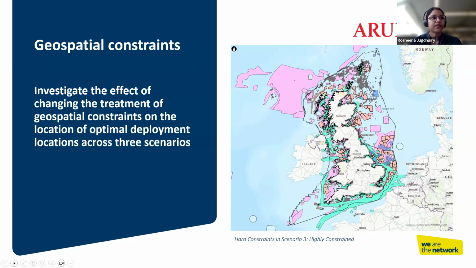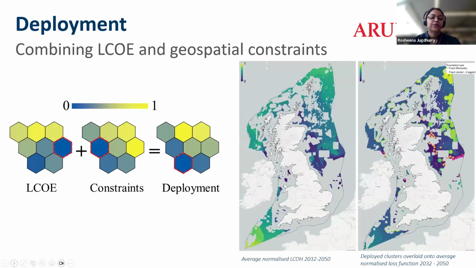Next slide, please. Having done the LCOH and the constraints analysis, we then use a loss function to prioritize cells for deployment in each geospatial scenario. This is the sum of the normalized LCOH and the normalized constraints area overlap. And therefore, this gives us an idea of where best to deploy offshore wind locations.